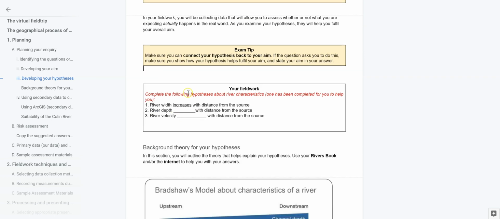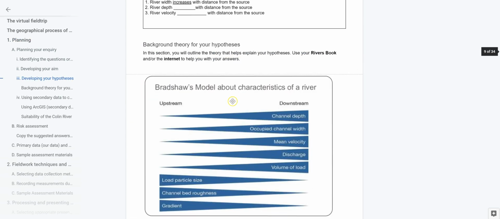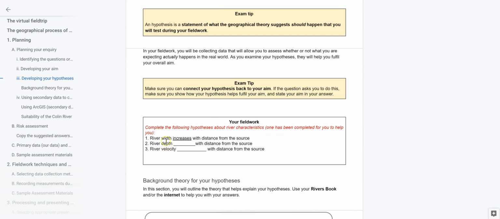So you have got to draw up hypotheses. We're going to be looking at 3 characteristics. It says up here you need a minimum of 2 appropriate hypotheses. Here we have the 3 that we're going to do. River width. As you move downstream, width increases. What you need to do is, using your Rivers book if needs be, go and complete those other 2 as well.